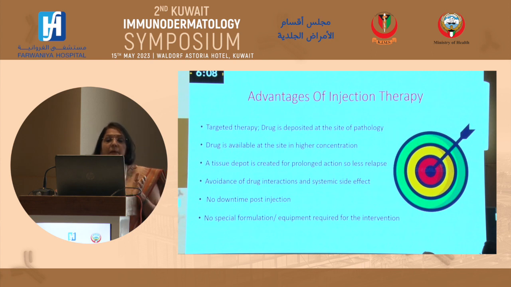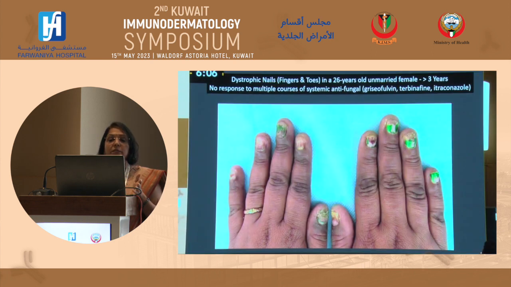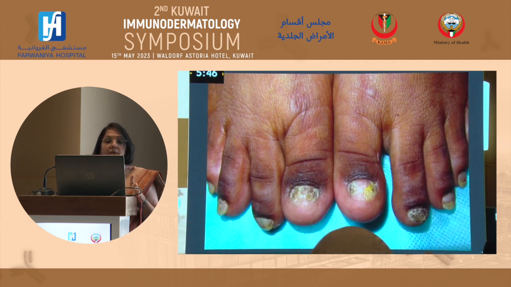So coming to an example, these were dystrophic nails, as you can see, in all fingers and toes in a 26-year-old unmarried female who had these lesions for more than 3 years. She had taken multiple courses of systemic antifungals, and she postponed her wedding. And these were the toenails. So we did a biopsy. The biopsy was consistent with psoriasis.